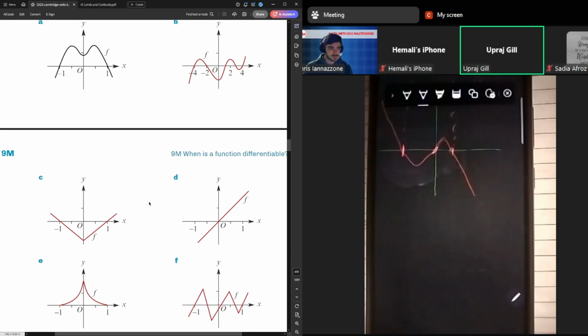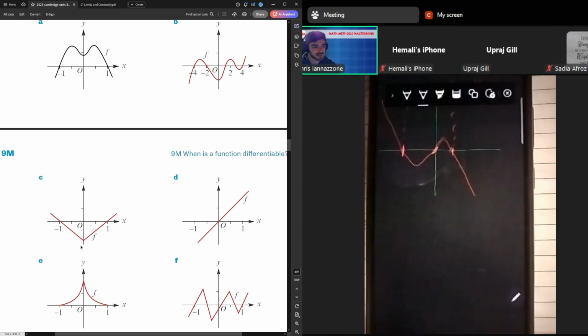I think part C has an issue at x equals 0, where the two lines meet up. Yeah. What's wrong with it? Yeah, you're correct, but what's wrong with it?